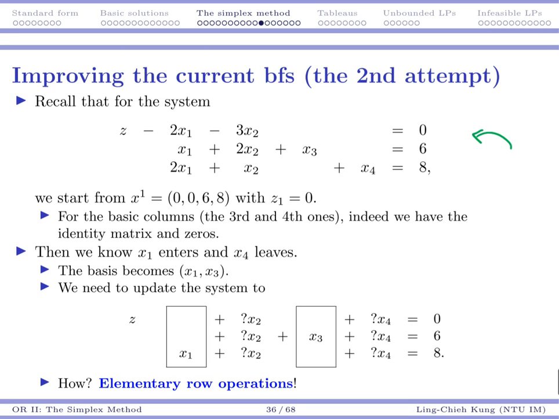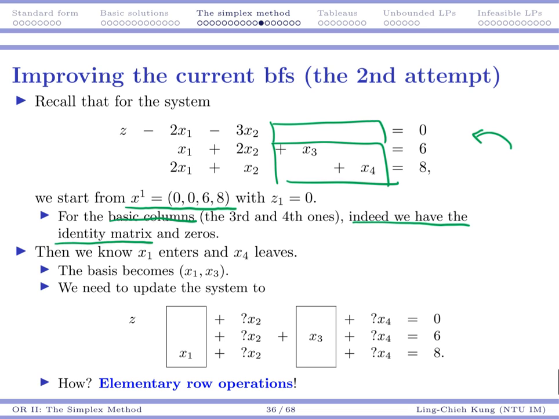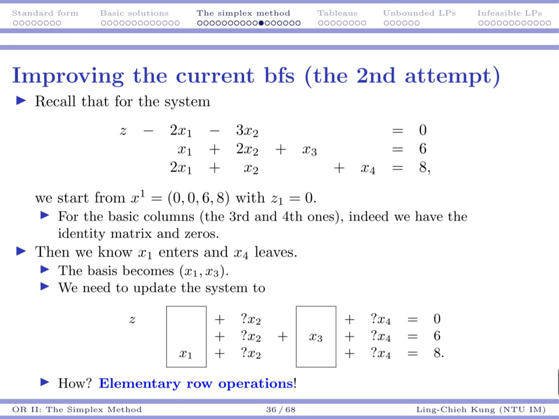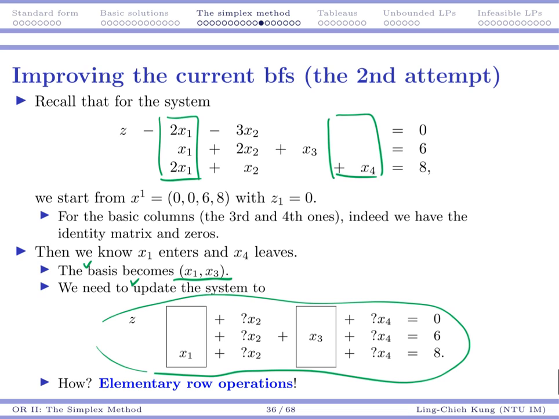So going back to our original formulation, if we have this system and we are talking about x1, for the basic columns, indeed we have the identity matrix and the zero vector in the objective function. Okay, so now if x1 enters and x4 leaves, we should have a new basis, which is x1 and x3. So we need to update the system so that it becomes an equivalent system, such that x1 only appears in the second row, and x3 only appears in the first row.